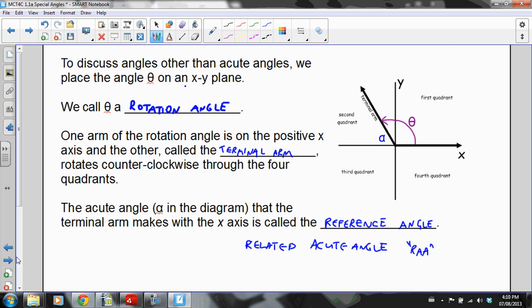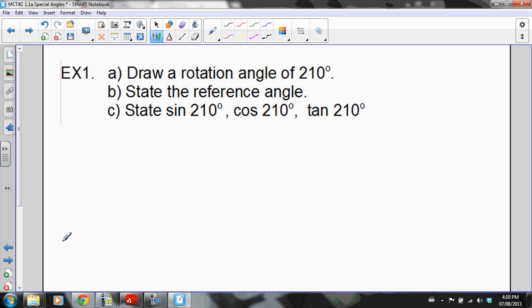All right, we got an example here maybe. Draw a rotation angle of 210 degrees, state the reference angle, then state the sine of 210, the cos of 210, and the tangent of 210. Okay, all right, well, this doesn't have to be exact. We're just going to do a sketch.